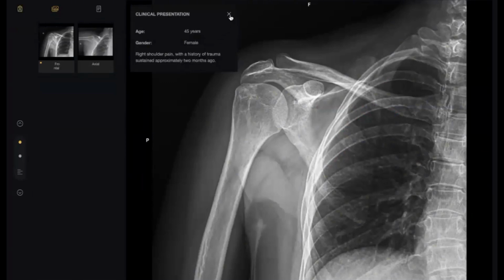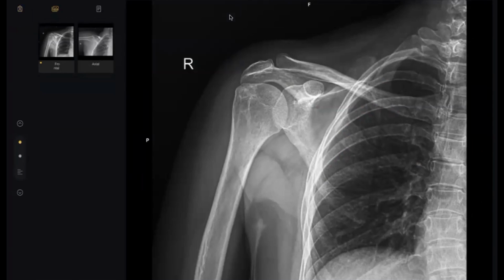Doctor, this is a 45-year-old patient with sustained right shoulder pain. This is a right shoulder X-ray, AP view.